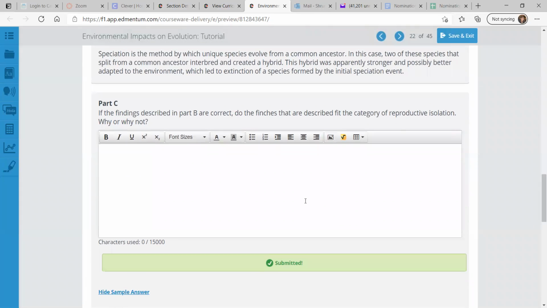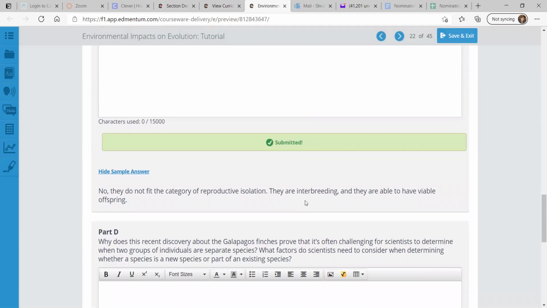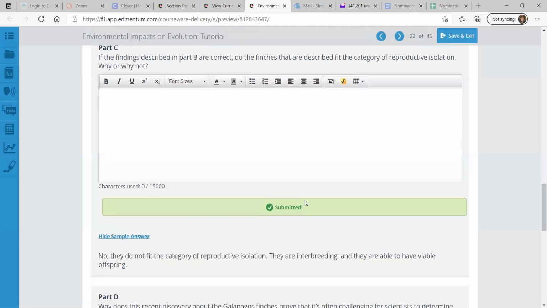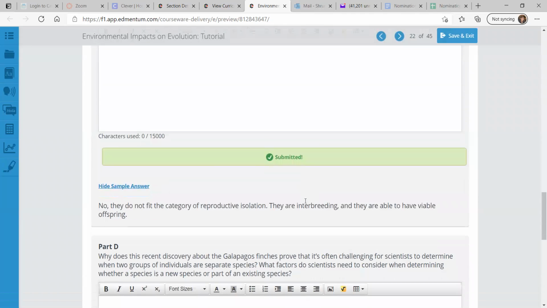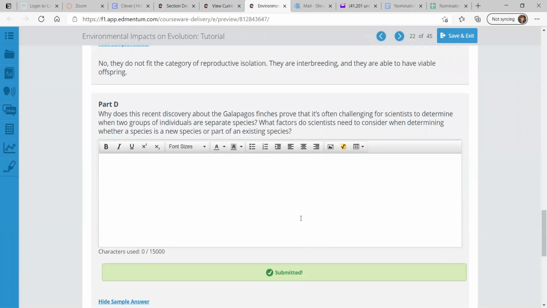If the findings described in Part B are correct, do the finches that are described fit the category of reproductive isolation? Why or why not? No, so they don't fit the category of reproductive isolation. They are interbreeding and they are able to have viable offspring. If this was a case of reproductive isolation, they would not be able to create offspring. Just to make things clear.